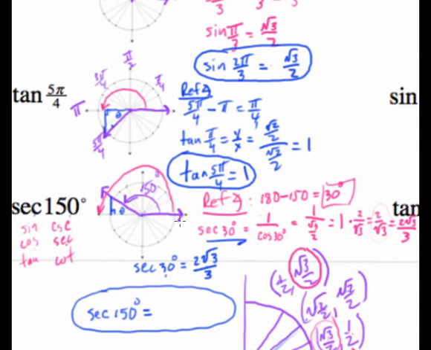Now, we have to determine the sign of the secant in the second quadrant. Well, recall that the cosine is negative in the second quadrant. If you take the reciprocal of a negative number, you also get a negative number. So therefore, the secant is also negative. Since the cosine is negative in the second quadrant, so is the secant. So it's going to be negative 2 root 3 over 3.